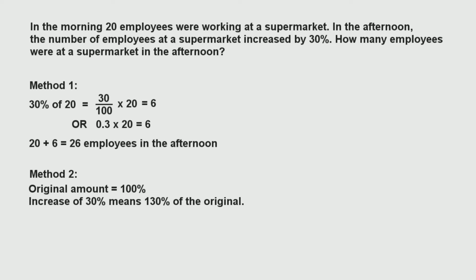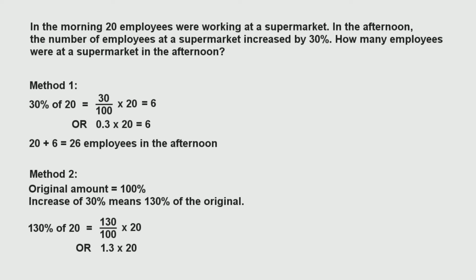The second method is if you look at it this way. If the original amount is 100%, so the original amount, which is 20 employees, that's 100%. The increase of 30% means it's now 130% of the original. So you're adding the 30% onto 100%. So all you've got to do now is find 130% of 20. And in this case, you're actually skipping a step because you won't need to add that on top afterwards. You're directly finding the 130% of 20, which you can either see as 130 over 100 as a fraction, so you times that by 20, or you can see it as a decimal, which is 1.3 times 20.